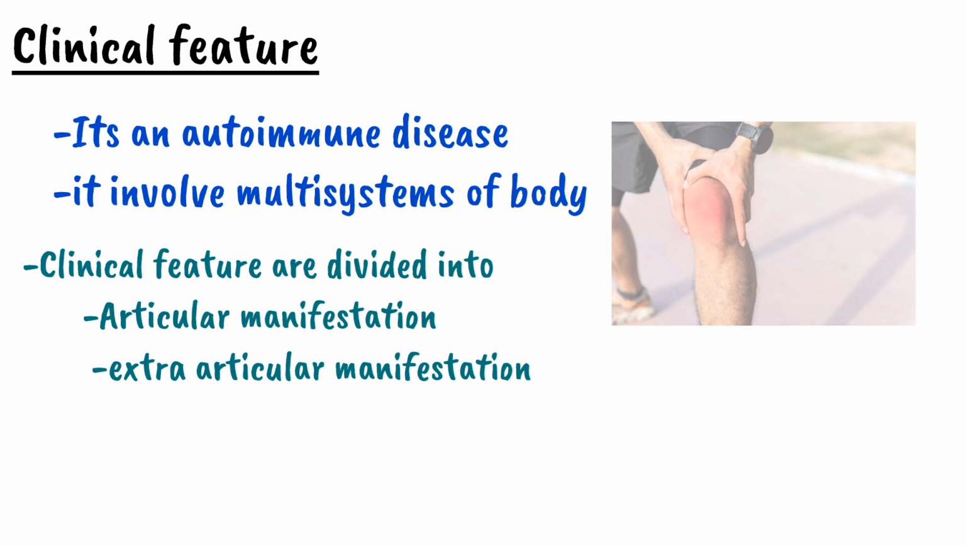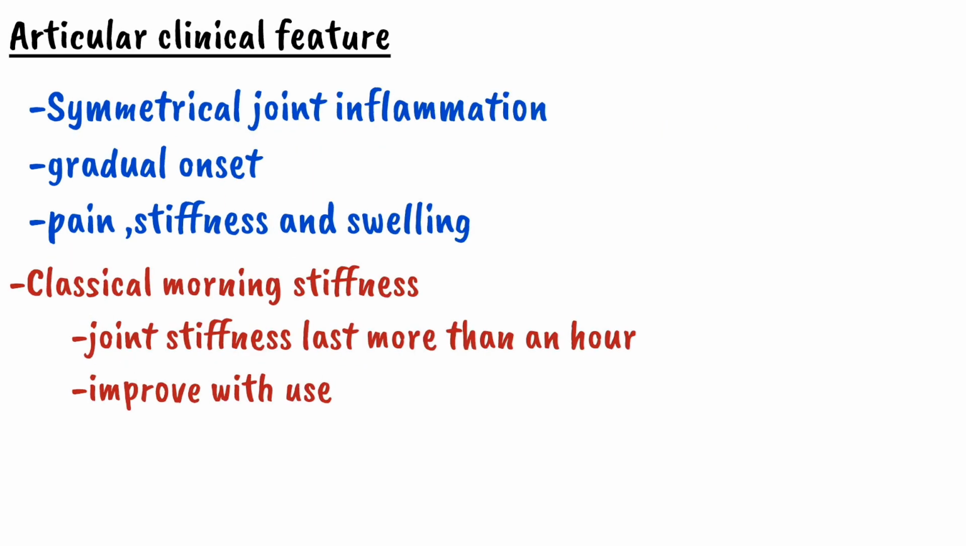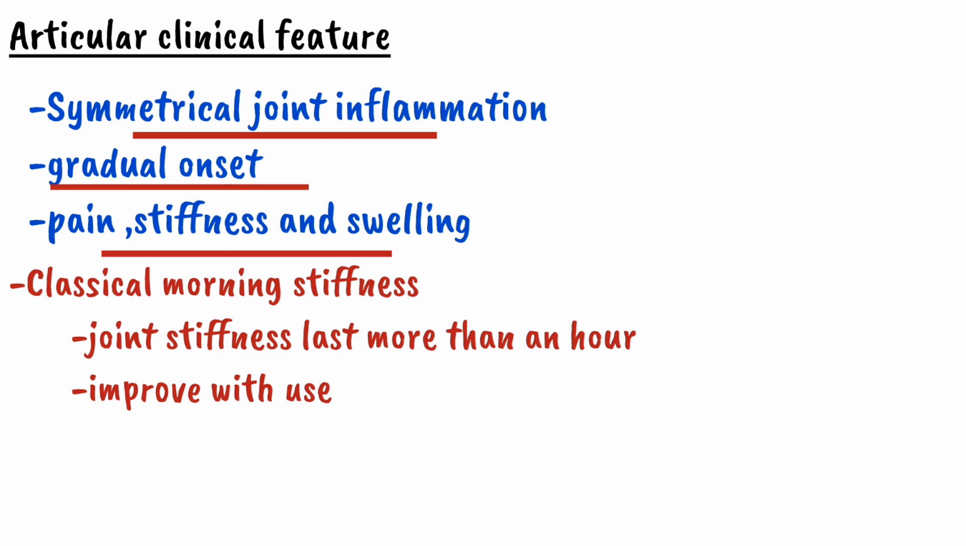Now coming toward the clinical features of rheumatoid arthritis. As rheumatoid arthritis is an autoimmune disease, along with joints it will involve multiple systems of the body. So for this reason, the clinical features are divided into articular manifestations and extra-articular manifestations. First we will discuss the articular manifestations, and after that we will study the extra-articular manifestations of rheumatoid arthritis. So what are the articular manifestations of rheumatoid arthritis? It causes symmetrical joint inflammation. It is gradual in onset. It causes pain, stiffness and swelling.